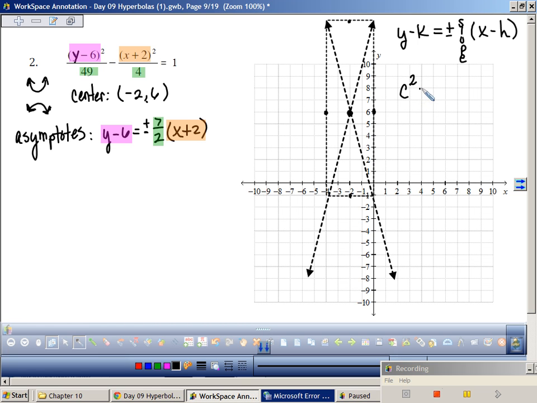Okay, can anybody tell me what's the one for ellipse? C squared equals? What do you think this one's going to be? It's going to be the inverse. See how that works?